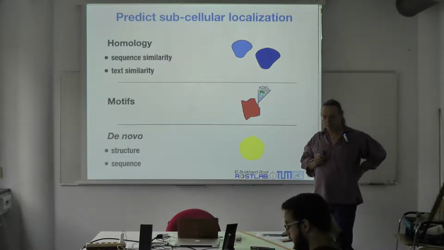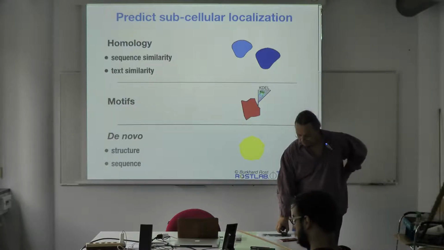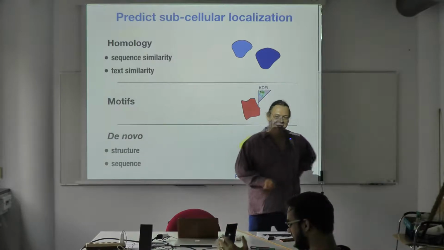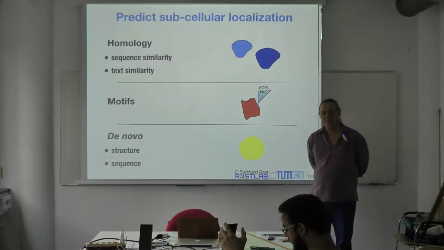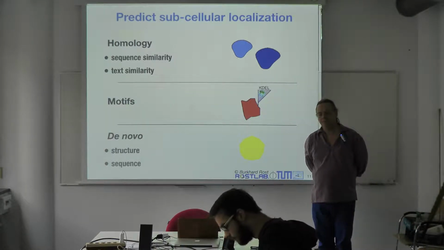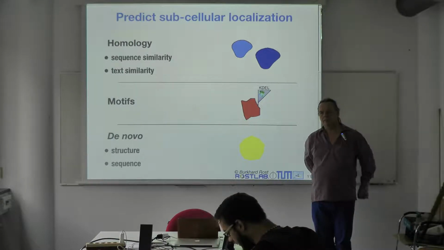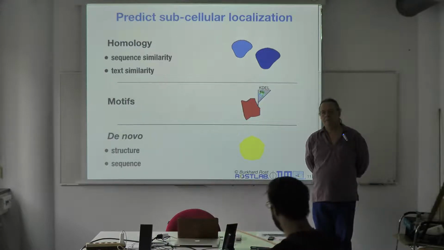Oh. Yes? Sorry. Last time I asked a question and you asked me to ask it today. Yes. Well, I wrote it down like this: why does it even work to predict sub-cellular localization when all homolog proteins are removed from the data?